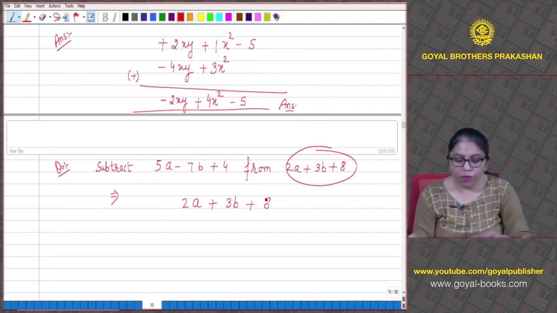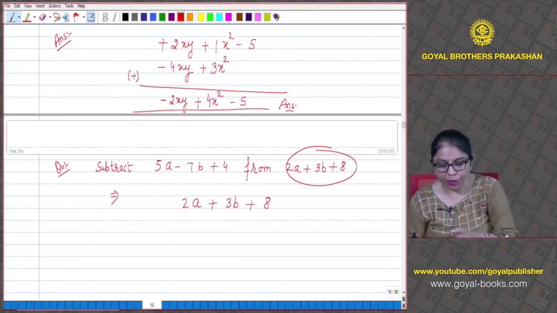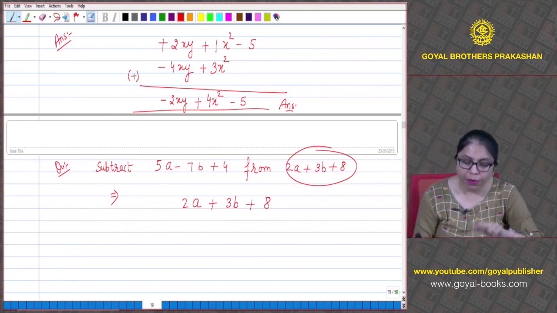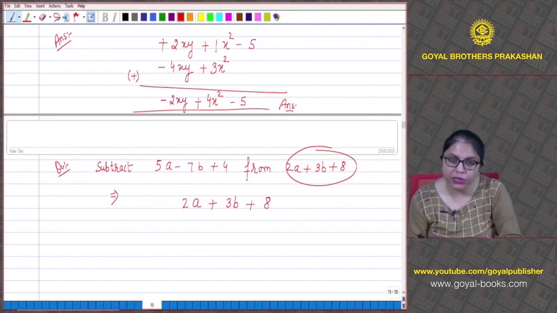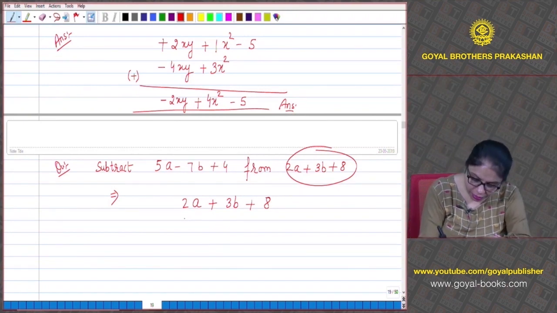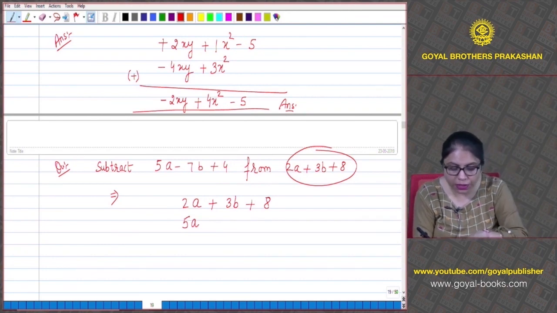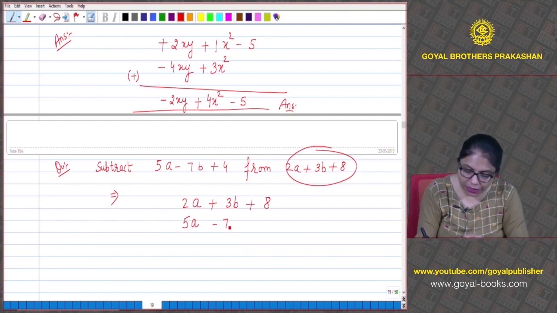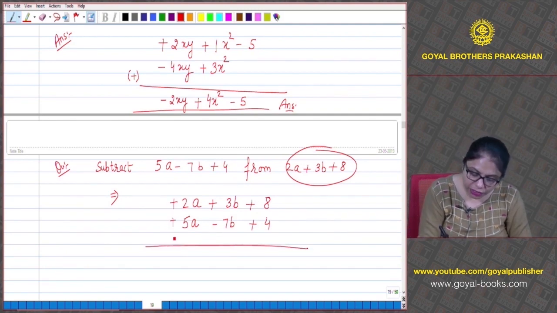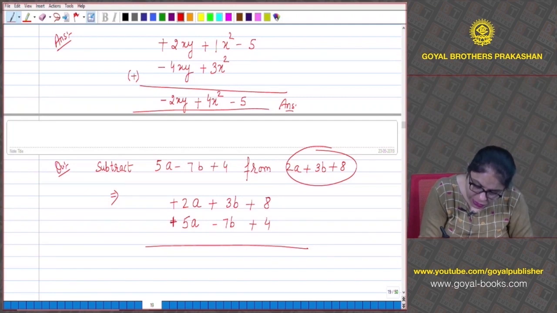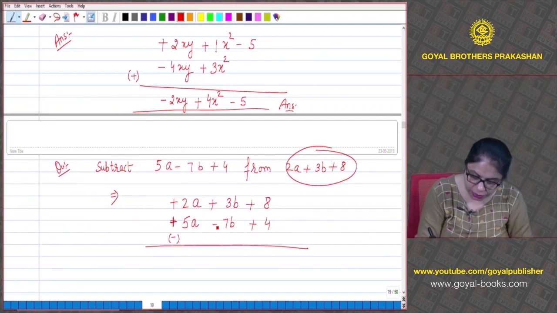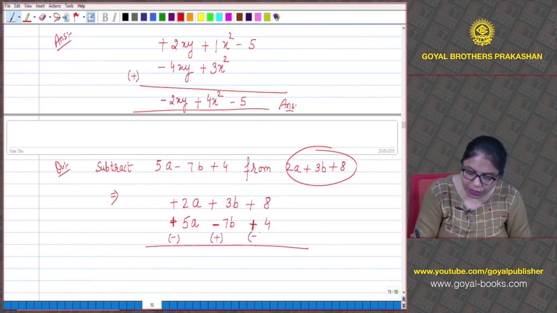Okay. Now we will write the first expression below the second, but after searching the like terms. That means this is 5a. So we will write 5a below the term 2a because these are the two like terms. Then minus 7b, these are the two like terms, and constant below the constant. Okay. Now for subtraction we have to change the signs. That means if it is plus, we will make it minus. If it is minus, we will make it plus.